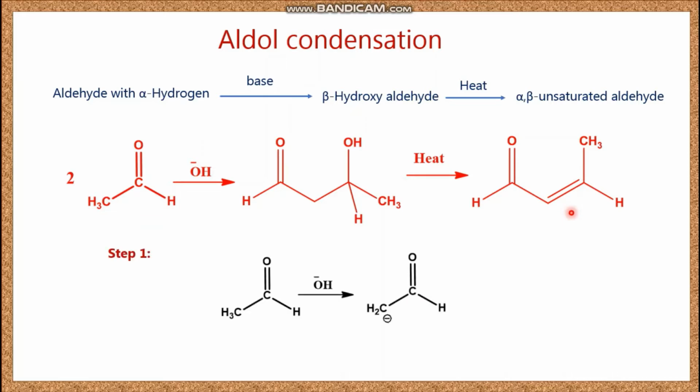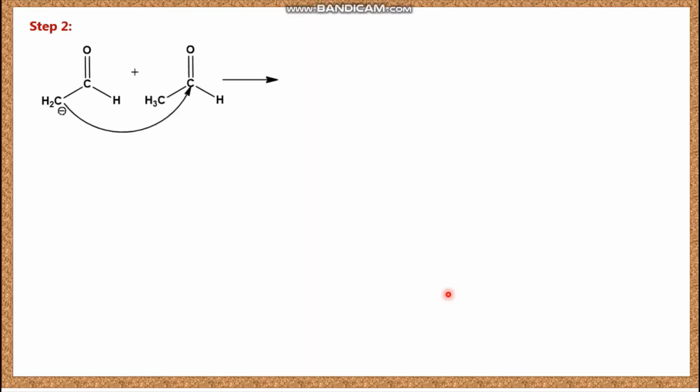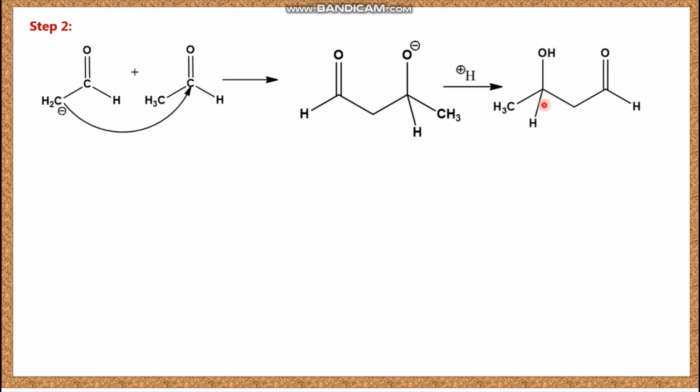Let's see the mechanism. In step 1, the base will abstract a proton and we get a nucleophile. This is what we have already seen in the last class also. Now we have one nucleophile, and similar to the Claisen reaction or Claisen condensation, this nucleophile will attack another molecule of aldehyde in step 2. This nucleophile will attack the carbonyl carbon and form beta hydroxy aldehyde.